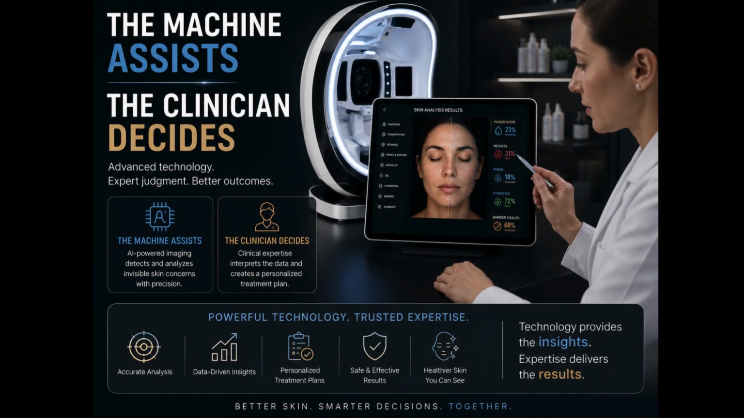A skin analysis machine is a useful tool. It supports the consultation, but clinical assessment and judgment remain the most important factors.